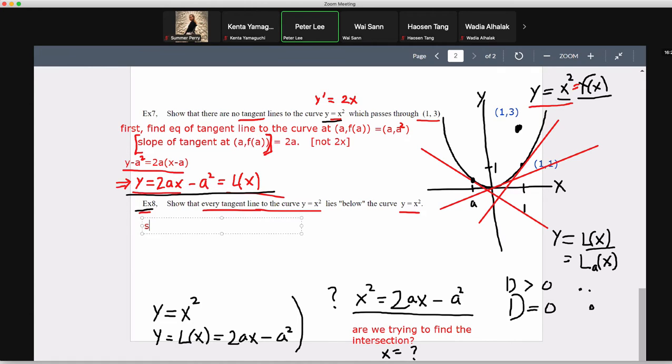Okay, this is what you have to show. Must show that f of x is what? How do you think, what is the relation between this f of x and L of x? What is it that we have to show here? F of x and L of x. Which value should be higher?